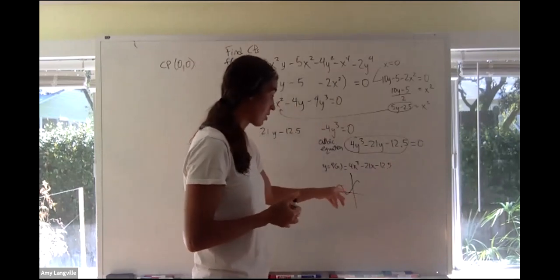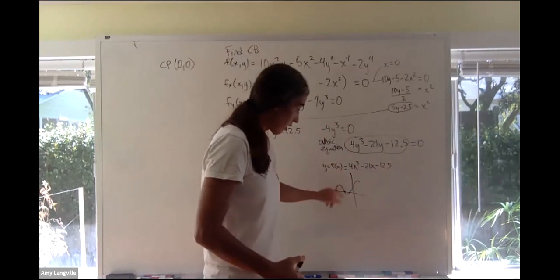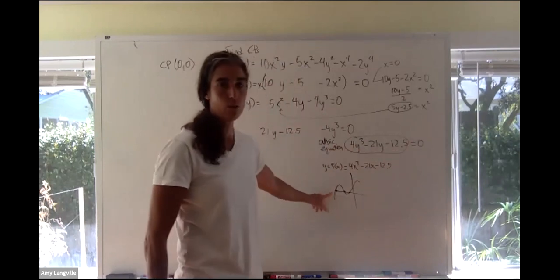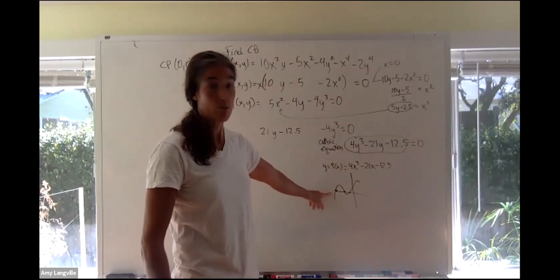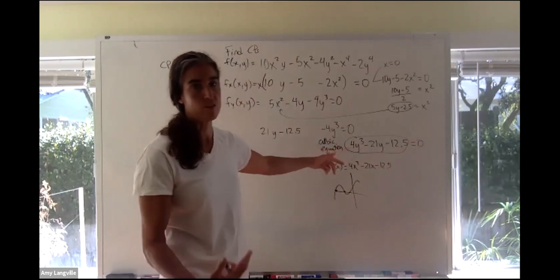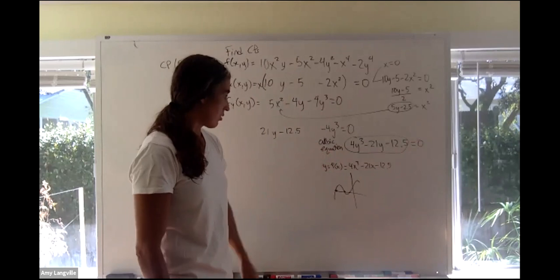Okay, those are roots then. Those x-intercepts are places where it has a height of 0. So those are the roots of this equation. They're part of our critical point. So that's one thing you can do.